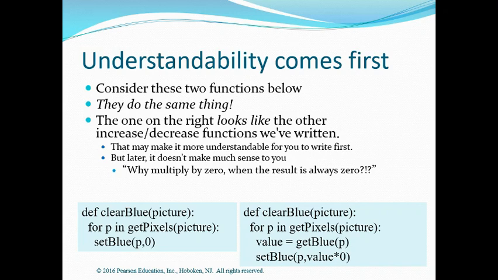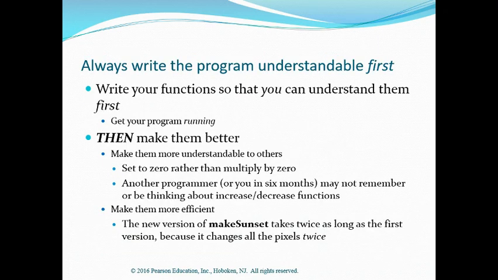Right? So on the left side, we want to clear the blue. So we want to set all the blue to 0. The left side just sets it to 0. The right side does some complexity, right, which gets the value of blue and then multiplies that value by 0. Well, we know in math that anything times 0 equals 0, so why waste time with that when on the left side we can get it done just as easily?